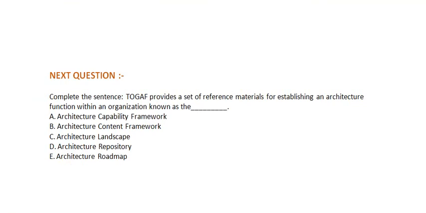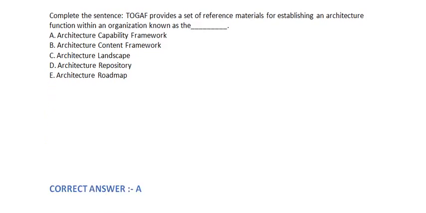Today's questions are, complete the sentence. TOGAF provides a set of reference materials for establishing an architecture function within an organization known as the: option A, architecture capability framework, option B, architecture content framework, option C, architecture landscape, option D, architecture repository, and option E, architecture roadmap. The correct answer is option A.